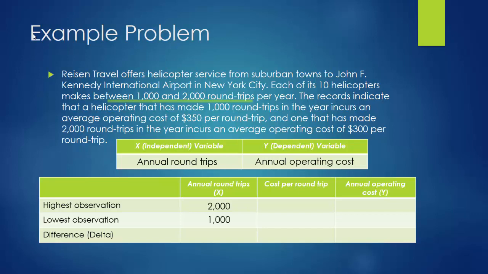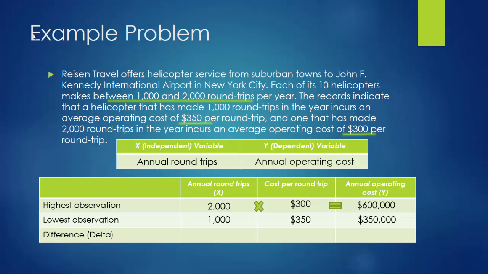The records indicate that if a helicopter has made 1,000 round trips in the year, it's going to incur an average operating cost of $350 per round trip. So at our lowest observation point, our cost per round trip is going to be $350. Information also tells us that if a helicopter takes 2,000 round trips per year, it's going to incur an average operating cost per trip of $300, which means that our annual operating cost is just going to be found by taking our annual round trips times our cost per trip, 600,000 for the highest observation level, 350,000 for the lowest observation level.